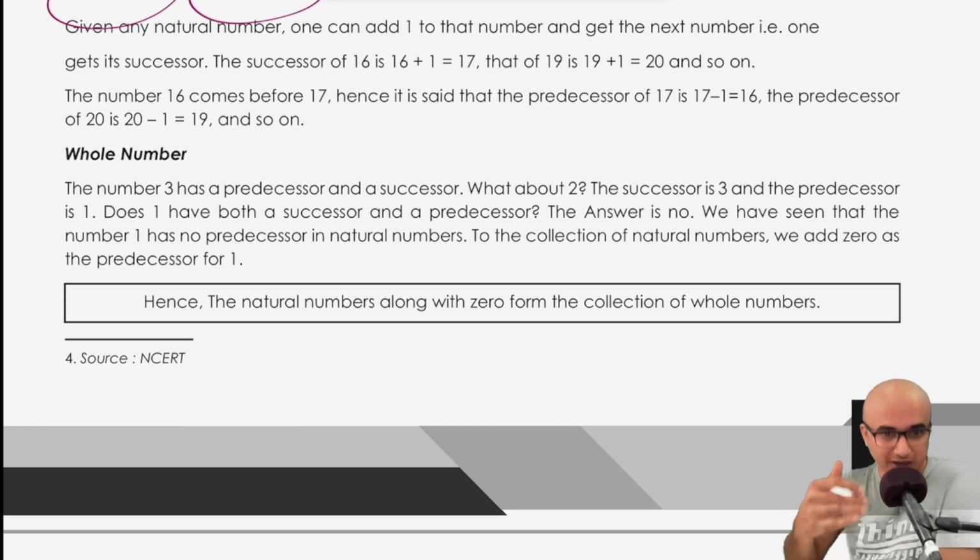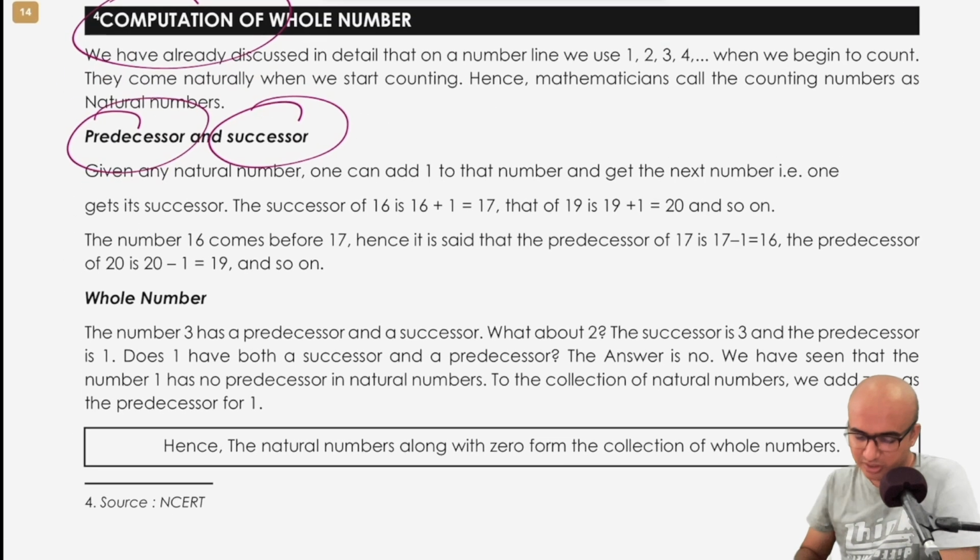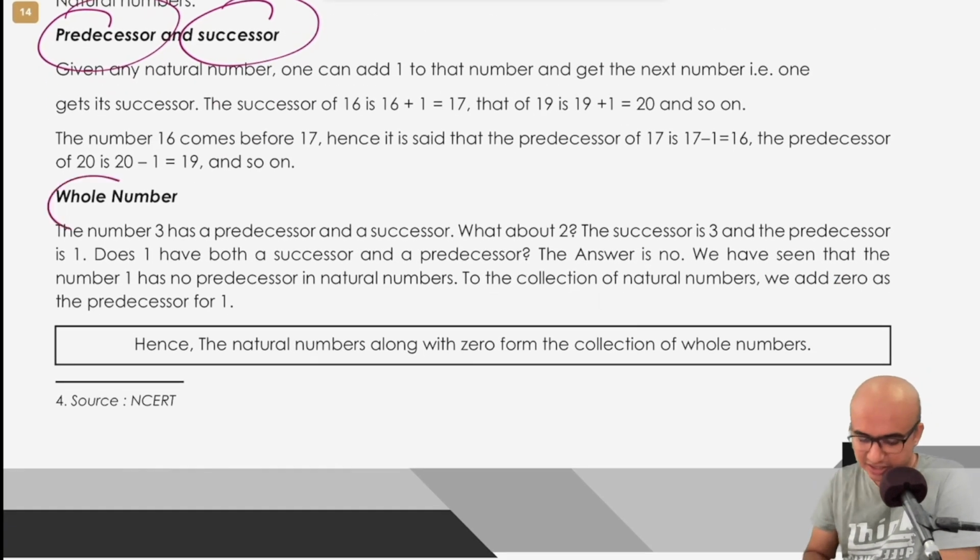So when you add 1 to your digits, you are in the successor town. Moving forward, subtract 1 and you are back in the predecessor land, reminiscing about the good old numbers that came before. So that's the math of the streets, my friend. Okay. Now that is about predecessor and successor. Let's look at the whole number.